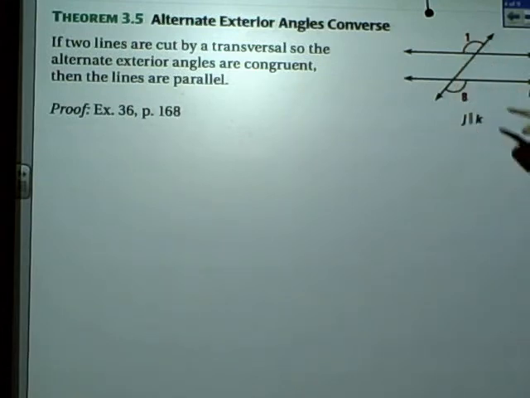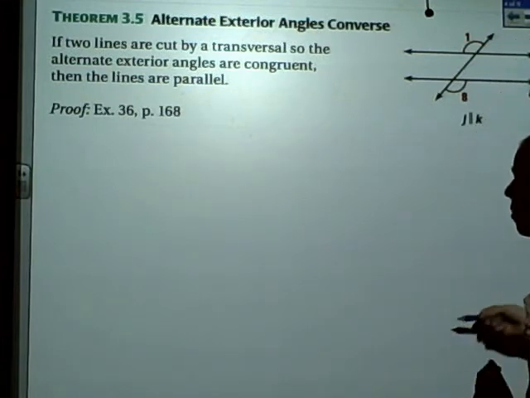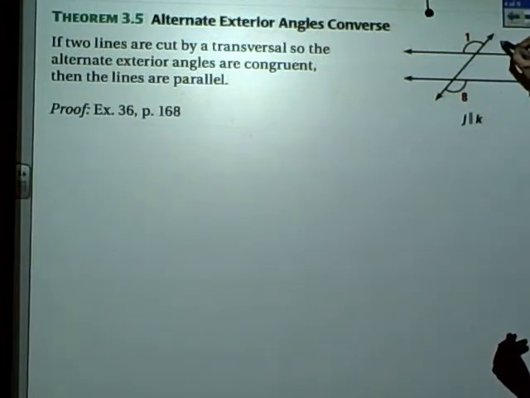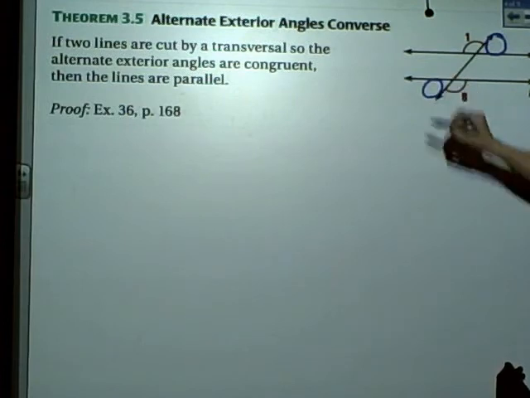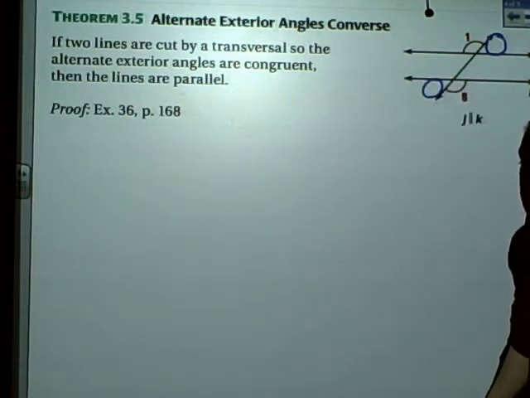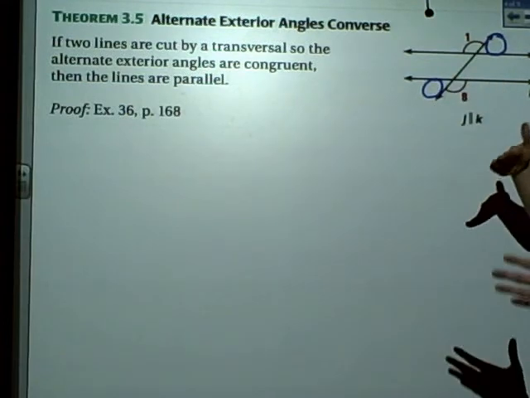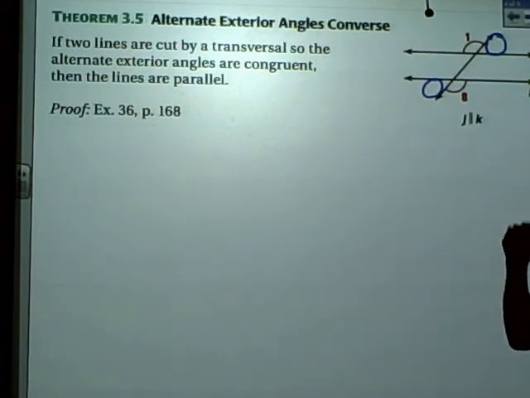Okay, so alternate interior was on the inside between those parallel lines on each side of the transversal. Alternate exterior is outside of those parallel lines, again, opposite. So another set of alternate exterior angles could be right here and here. Okay, and by this theorem, when they're cut by a transversal, they are congruent, which makes our lines parallel.